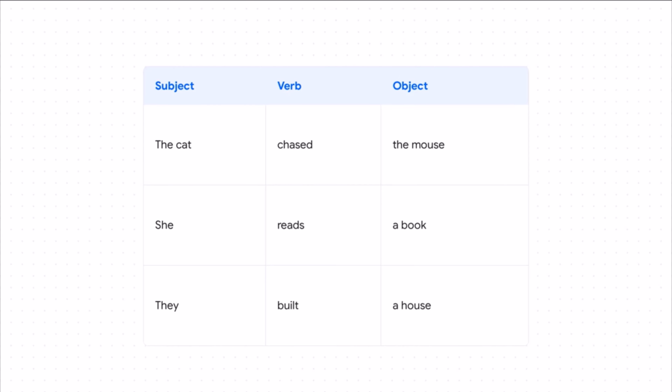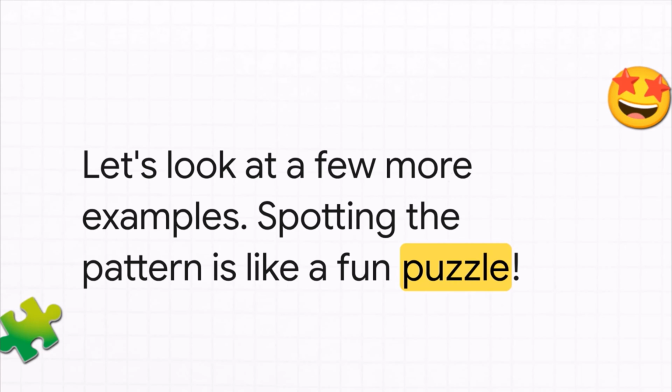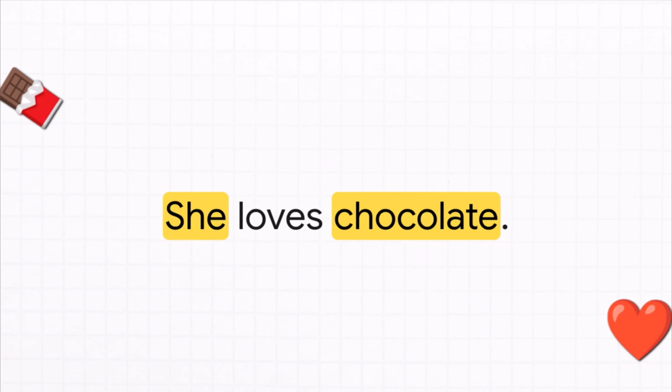She reads a book. They built a house. It's such a clean, simple way to see how sentences are built. Let's do a few more. It really is like a little puzzle. Once you get the hang of it, you'll start seeing this subject-verb-object pattern everywhere. Okay, take this one. She loves chocolate. Who's the doer? She, right? What's the action? Loves. And what's receiving that love? Chocolate. Boom. Subject, verb, object. A perfect, super simple example.